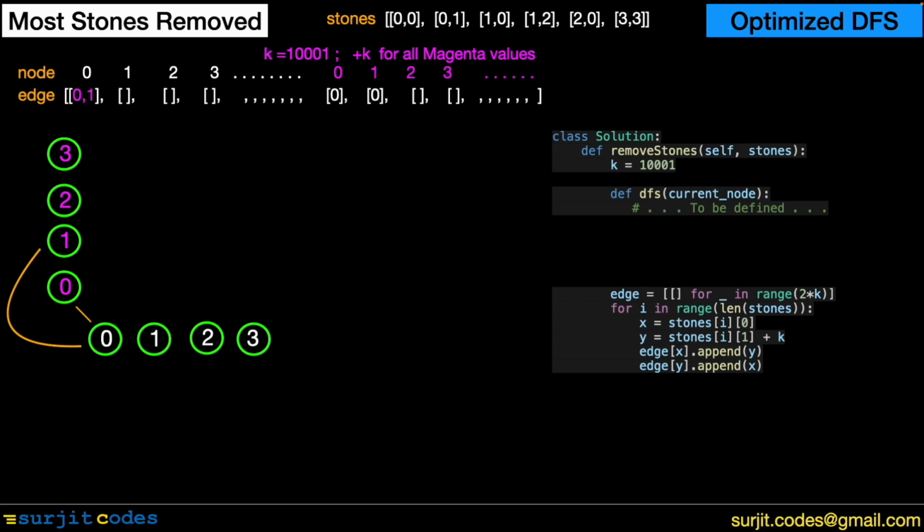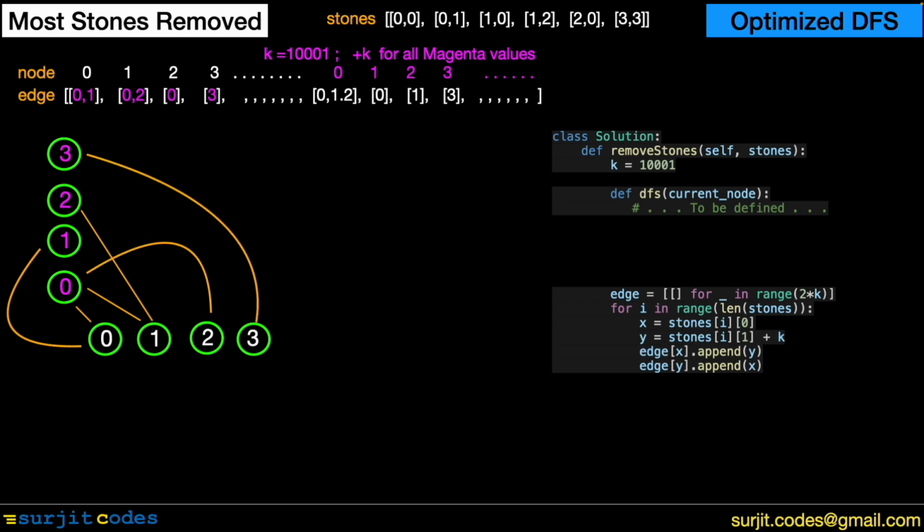Next stone has coordinates 0, 1. This means that node 0 is adjacent to node k plus 1 and node k plus 1 is adjacent to 0. Next stone is at 1, 0. It means node 1 is adjacent to node k and vice versa. Stones at coordinates 1, 2, 2, 0 and finally at 3, 3 give these entries in the edge list. This structure of graph will work because we are only interested in finding the number of connected components.